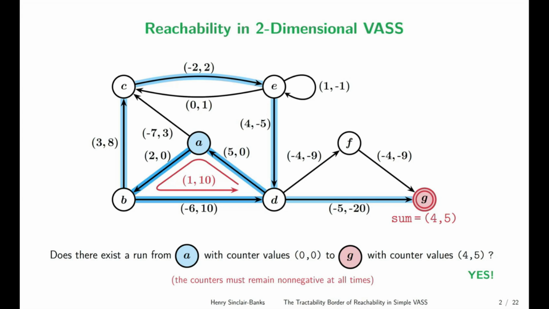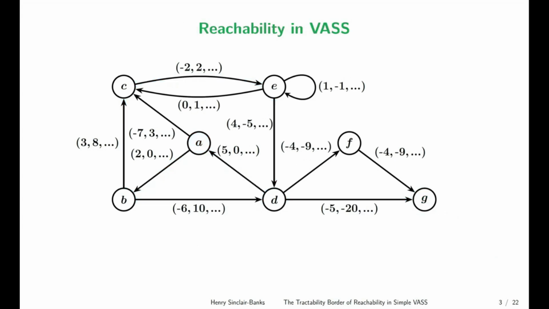I don't know if anyone spotted the solution to this instance. They probably guessed it was a positive instance based on the framing of how I was introducing it, but spotting the path is really difficult. And this is just a two-dimensional system, right? So it's just to demonstrate the difficulty involved in solving reachability. Hopefully that's cleared up roughly what VASS is for those who haven't seen VASS before. And I can ask the question more generally, right?